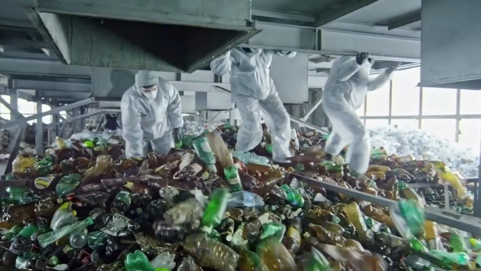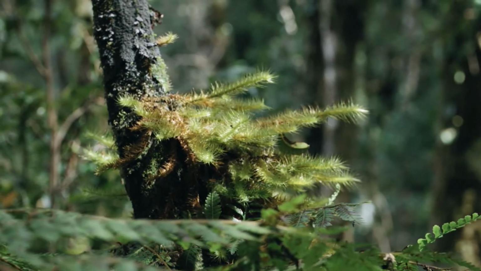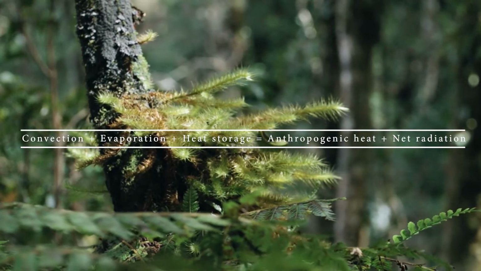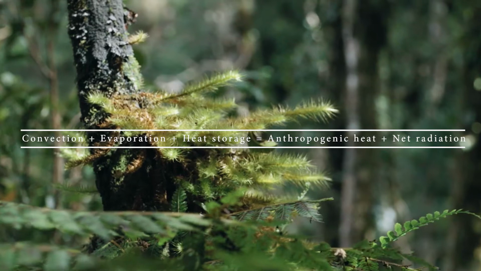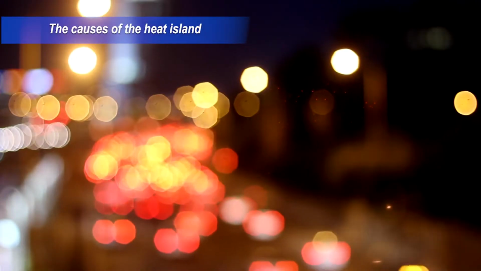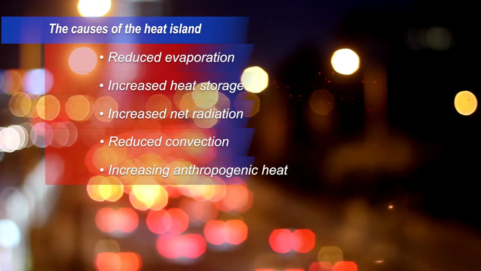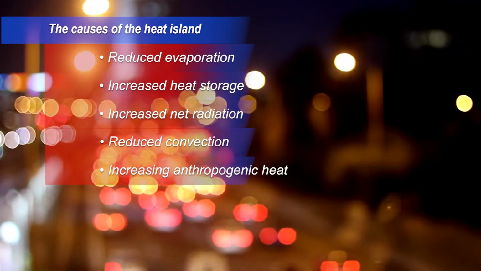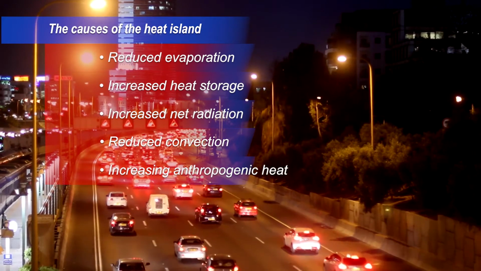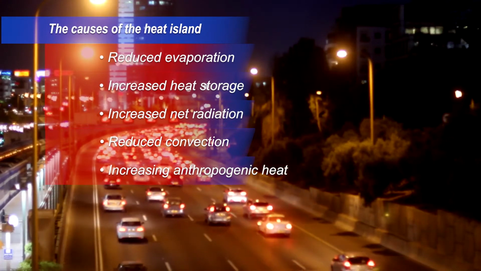According to the energy balance equation, you may get an idea about the cause of the heat island. The energy balance equation is convection plus evaporation plus heat storage equals anthropogenic heat plus net radiation. Reduced evaporation, increased heat storage, increased net radiation, reduced convection, increased anthropogenic heat. These changes to the energy balance equation can cause the urban heat island.